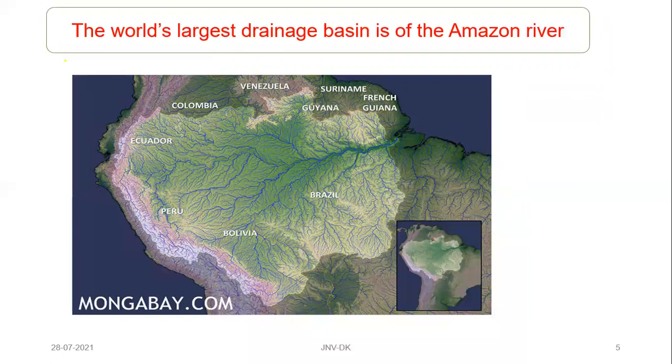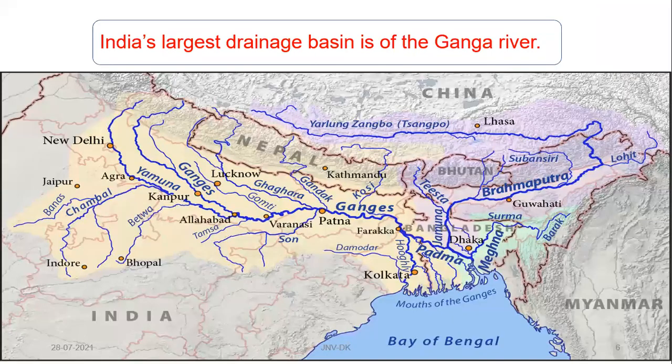The world's largest drainage basin is of the Amazon River. India's largest drainage basin is of the Ganga River. You already know this delta, correct?